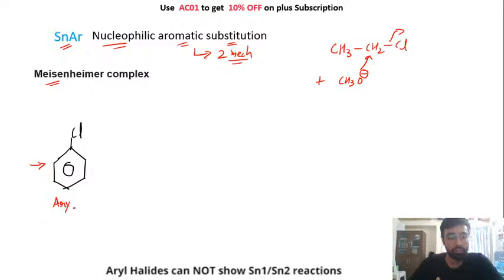But if you have a compound like this, that is your aryl halide, this chlorine cannot leave. This carbon and chlorine bond is very strong here, and this carbon is an sp2 carbon. So it is more electronegative, right, than the normal carbon.